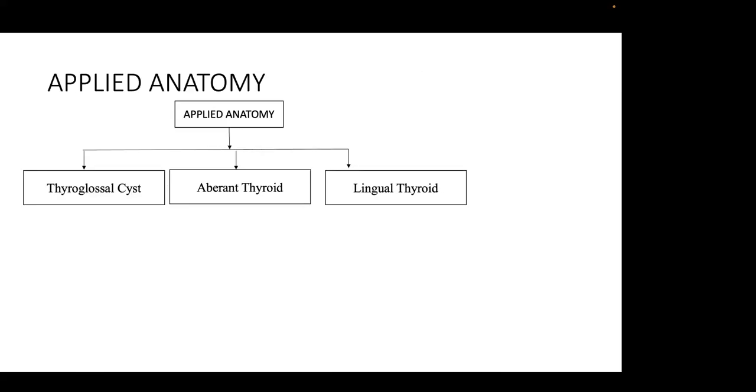Considering the applied anatomy in terms of embryology, we can have the thyroglossal cyst. During the fifth week of gestation, normally the thyroglossal duct will obliterate and disappear by the 8th week of gestation. But in some cases, it may persist, which will result in the formation of a thyroglossal cyst. This can sometimes get infected also and result in the formation of a thyroglossal duct cyst or a thyroglossal duct sinus.